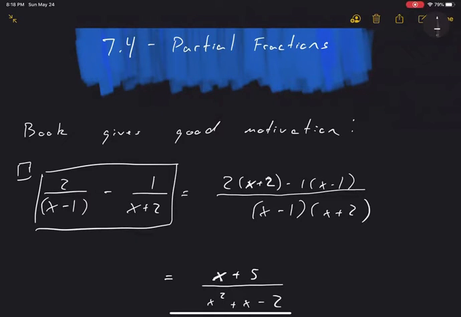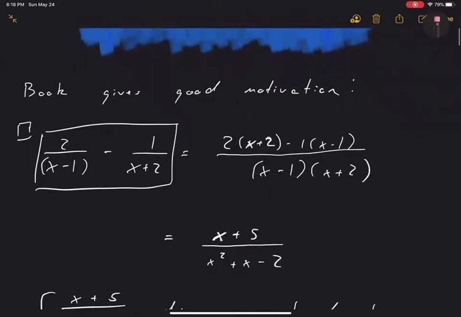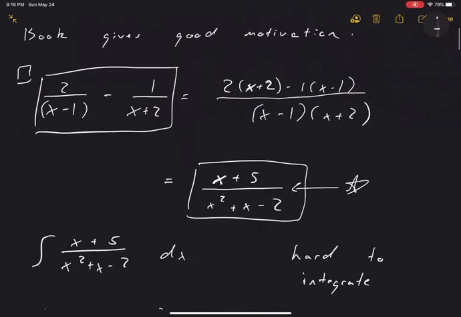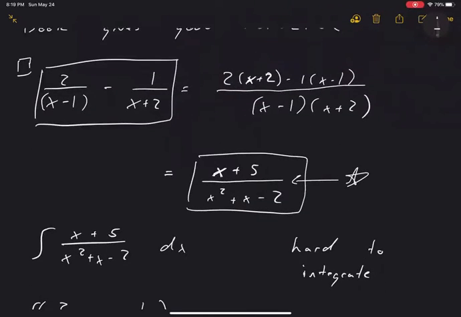I can find a common denominator and make this into one fraction, and if I do that, I get this term here. If you are unclear on that, try combining this fraction on your own, and you should arrive at this. Now, let's try to integrate this. If I try to integrate that by itself, it's pretty hard. I don't have any tools I can use to do that.